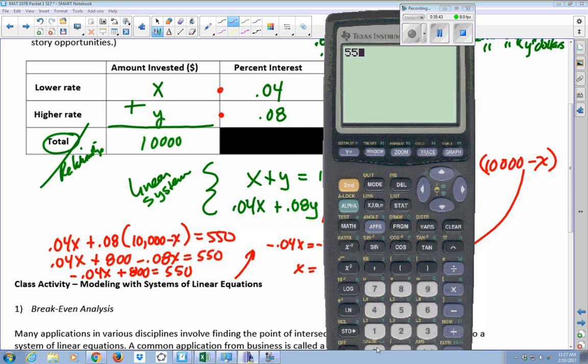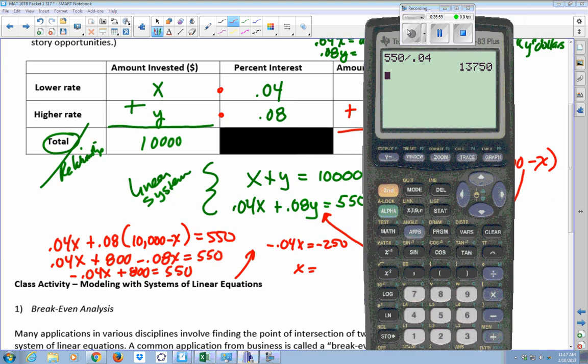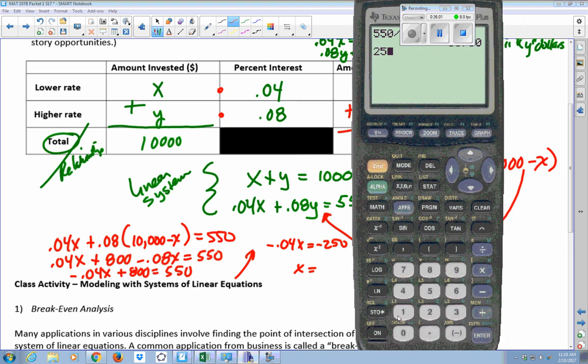550 divided by 0.04. Notice I didn't include the signs because negative divided by negative is the same as positive divided by positive. And what do I get? Oh, it's supposed to be 250. 250 divided by 0.04. 6250. So X is 6250. Y then would be 3750.